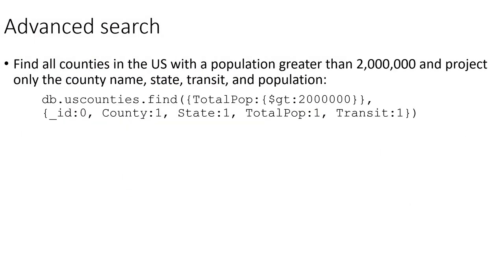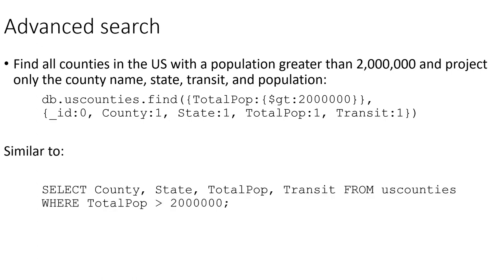Now we can make this query just a little bit more complex by looking not for a condition of equality, but where our population is greater than 2 million. And as we mentioned in a previous video, we can't use just our normal greater than and less than sign operators. We have to use this Java style $gt for greater than or $lt for less than. So this MongoDB command is very similar to this SQL command. And let's just see where everything lines up.